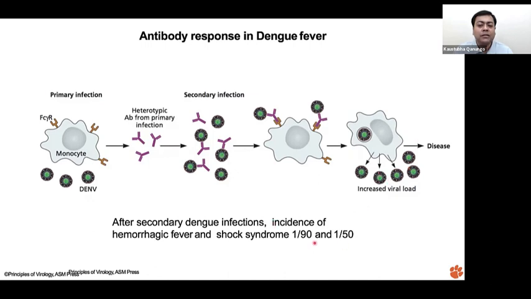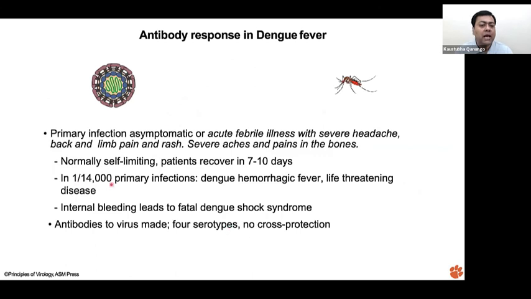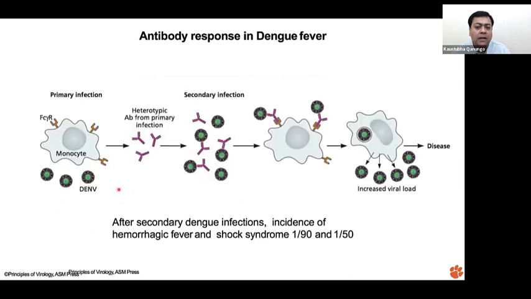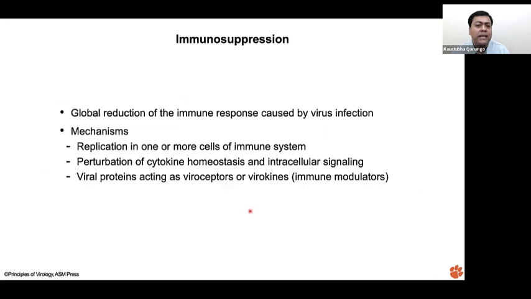So this enhanced infection of the monocyte increases the viral load, and that can lead to hemorrhagic fever and shock syndrome in 1 in 90 or 1 in 50 subsequent infections. Normally it is 1 in 14,000 in the first-time infection, but in a second or third infection, the rate goes up to 1 in 90 or 1 in 50. And this is caused by the antibody-mediated response in dengue fever.